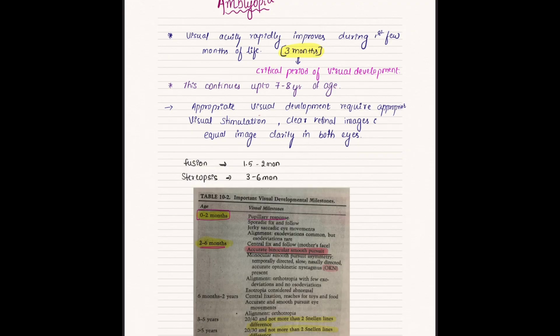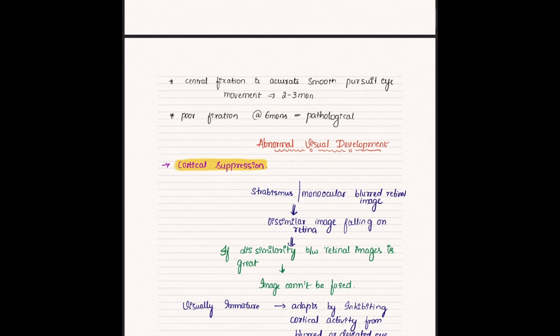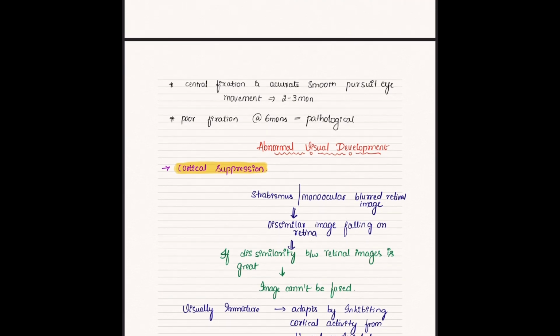Especially from 6 months to 6 years, whatever happens in this age group will give a dense amblyopia in the later period. To remember, fusion usually develops by 1.5 to 2 months and stereopsis you will get around 3 to 6 months. The other important milestones include central fixation and acute smooth pursuit movement, as I said, till 3 months of age. And poor fixation at 6 months of age is always pathological and you have to evaluate the child.